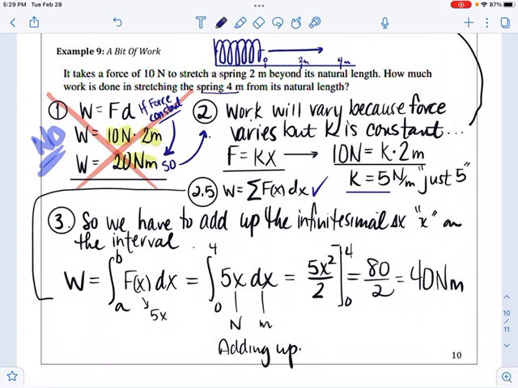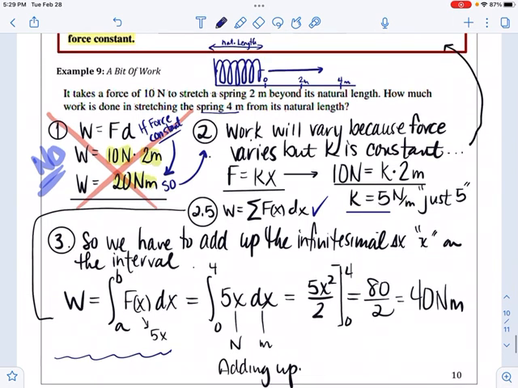And so we get the work is equal to the integral from a to b of f(x) dx, which is 5x for f(x). Then we're going from 0, the natural length, and we're going to stretch it 4 meters. dx is in meters, and 5x has units of newtons. So we go from 0 to 4 of 5x dx. We integrate, get 5x squared over 2, evaluate from 0 to 4, and we end up with 40 newton meters. Now, I'll let you look up the units for newton meters. You might feel rather rich after we did this problem.